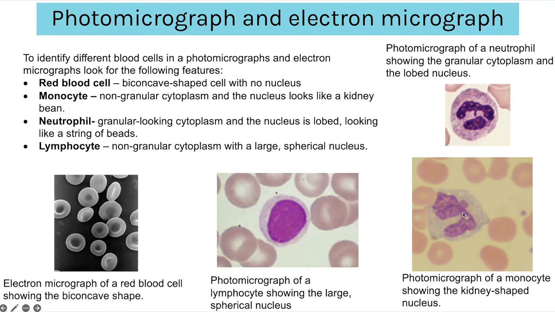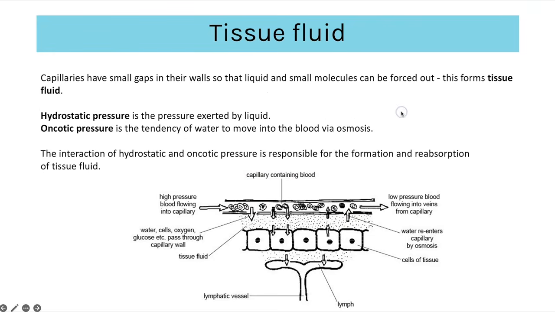This one here is showing you a monocyte, and these are non-granular cytoplasm, but the nucleus looks a bit like a kidney bean, which we can see here, it's lobed and it's almost like a kidney bean shape. The one at the top then is a photomicrograph of a neutrophil, and this time it is granular cytoplasm, so you can see it looks a little bit dotty. And you also have a nucleus which is lobed and it looks more like a string of beads. So we've got multiple sections or lobes to that nucleus.